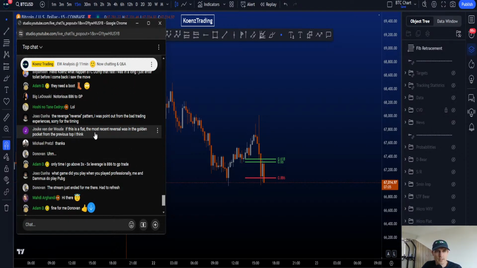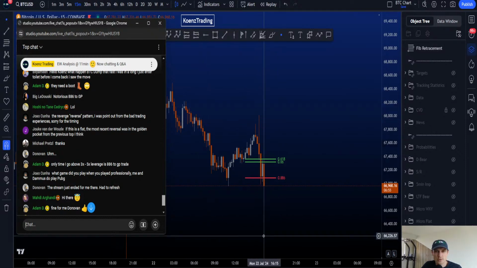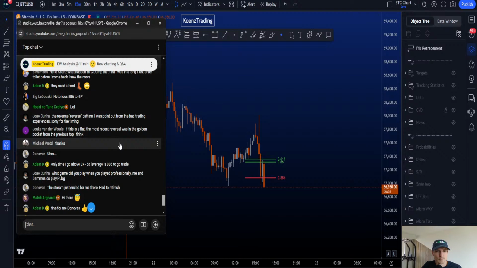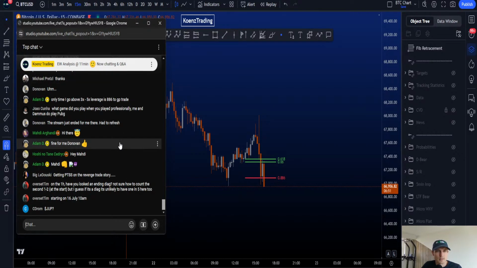If this is a flat, the most recent reversal was in the golden pocket from the previous top. This one was in that case, but then we're looking for a 1, 2, and then a 3 now, or ABC. Only time ago with the 886.